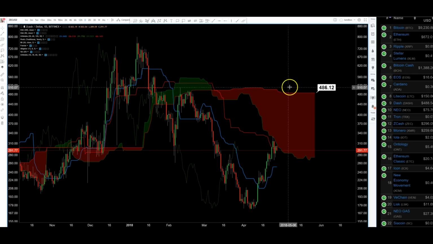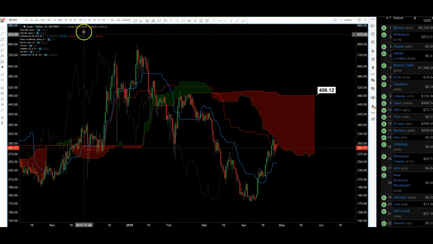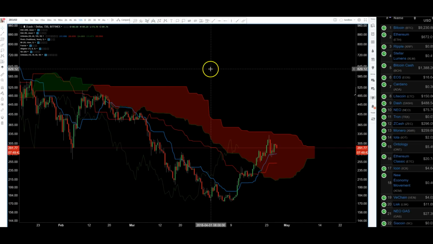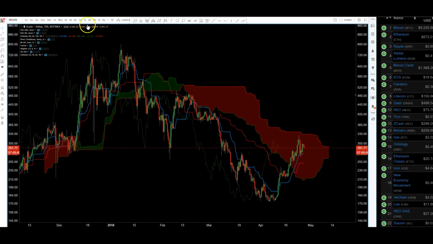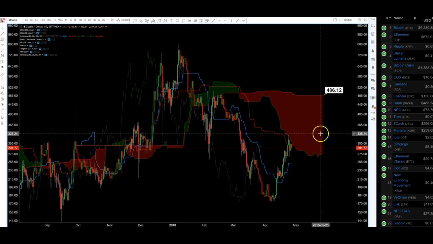486 pretty easily, just based on the edge-to-edge and flat Kumo rather. Let's see how it looks on 12 hour. Need some time on 12 hour, but on balance, any buys between 270 and 290 with a target of 486 looks pretty real. Zeke, and let me just turn this on because it's hilarious for Zeke BTC.